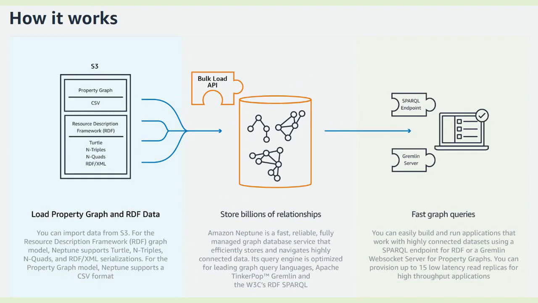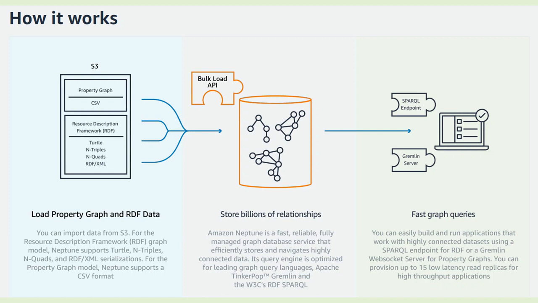It works in a different scenario. We have to first load the property graph and RDF data, the Resource Description Framework graph model, and provide it by the S3, Amazon S3 storage. We may have a property graph in the CSV, comma separated value format. We may have a Resource Description Framework in N-Triples, N-Quads, RDF or XML format of data.